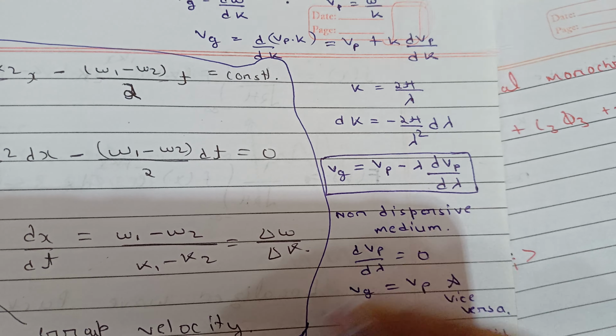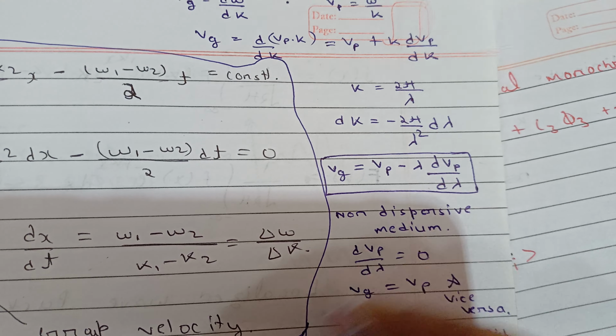And there are two more cases. When dVp/d lambda is greater than 0, then Vg will be less than Vp, and we call that a normal dispersive medium. And when dVp/d lambda is less than 0, then Vg will be greater than Vp, and we call that an anomalous dispersive medium. So remember all these points I told you. These are very important points. So questions can be framed from here.